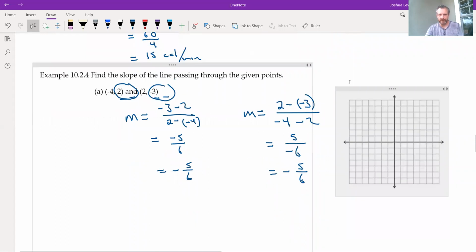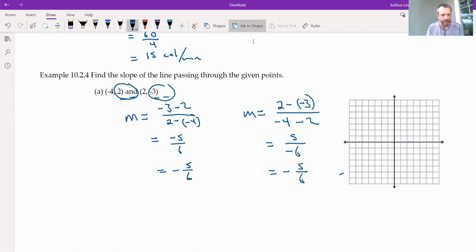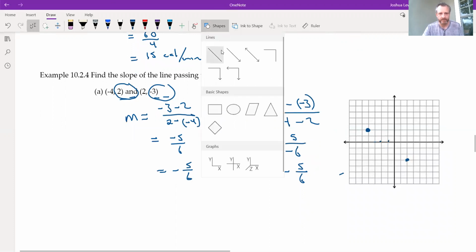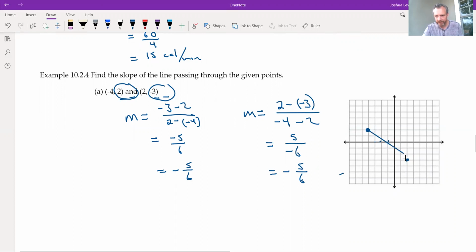Okay, so I got this graph here. And let's look at what's going on. So my first point, negative 4, 2. 1, 2, 3, 4, 1, 2. And my second point is 2, -3. So down here. Now, you can connect the, whoa, what a horrible line. Let me try that again. Actually, maybe insert a line. Let's do that. So from here to there. Okay.